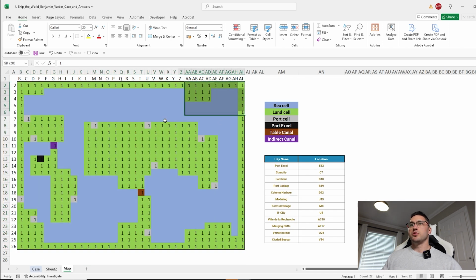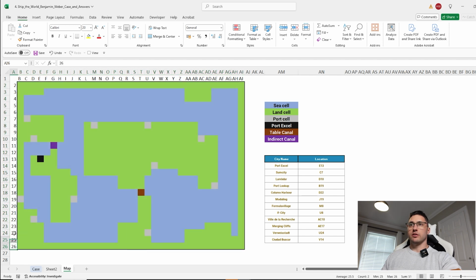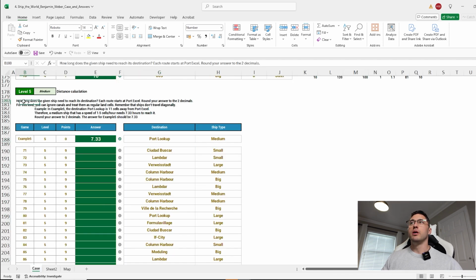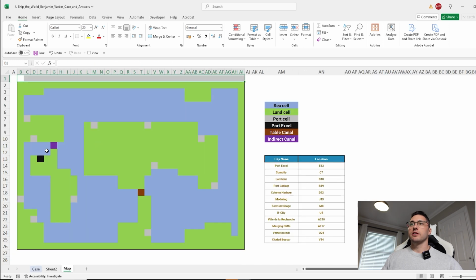Okay, so now we want to know how long it takes to get to each of those locations. Now this is where you can use circular references on a map. I'm going to delete all this stuff out. And the ships are always going to go from Port Excel. So Port Excel is our start destination. So we're going to call that 0.